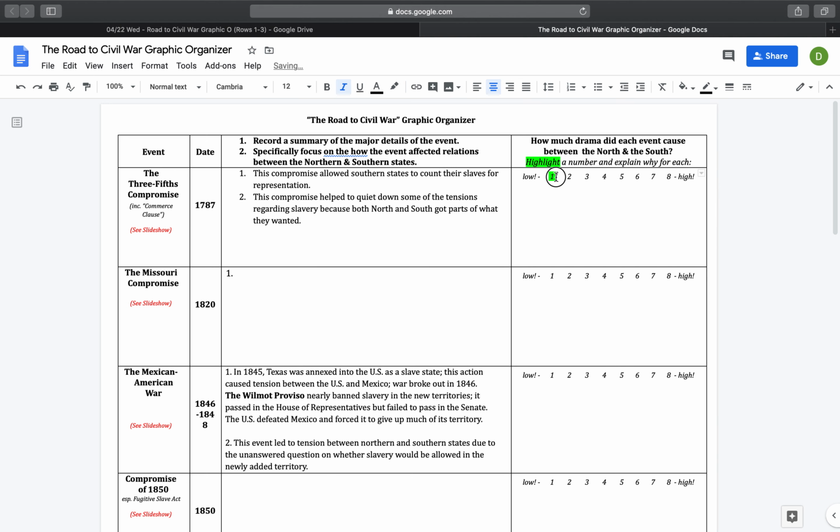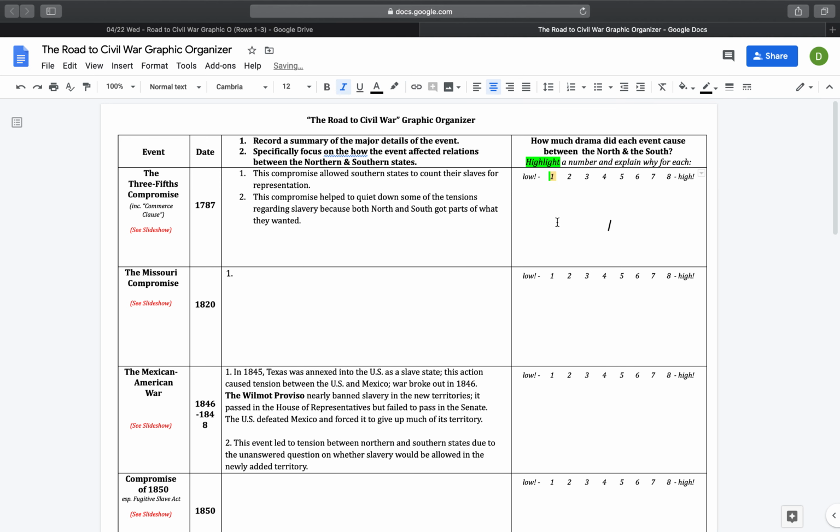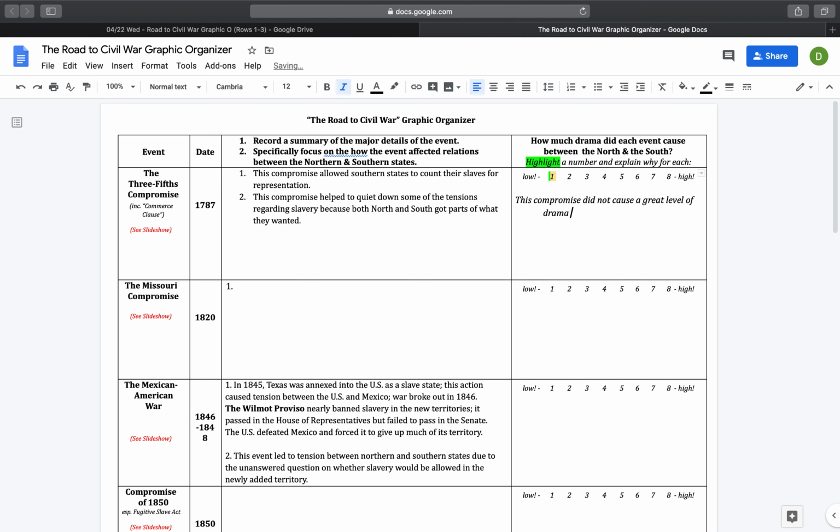You can pick any highlighting color that you like. Here, whatever, yellow. And you're going to say why, though. You want to explain why. This compromise did not cause a great level of drama because it settled issues, something to that effect.